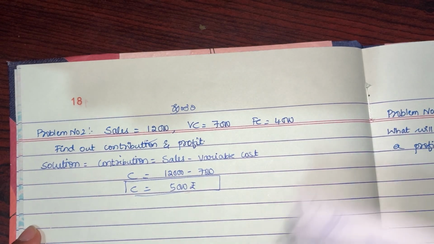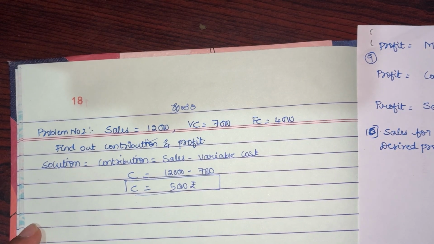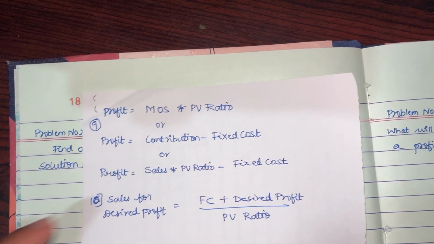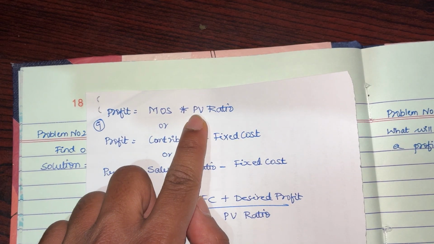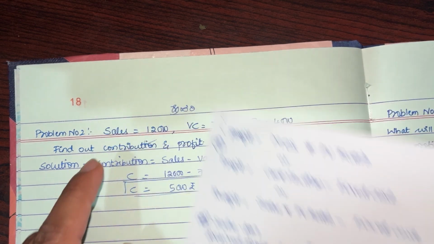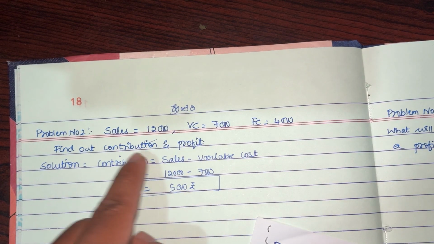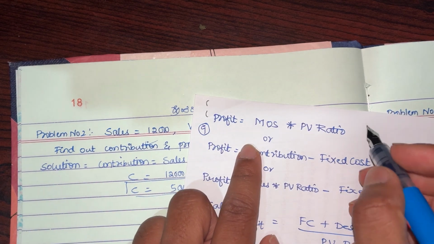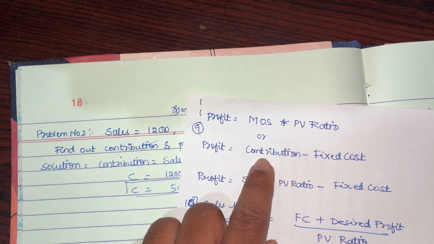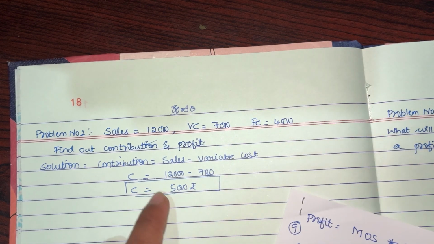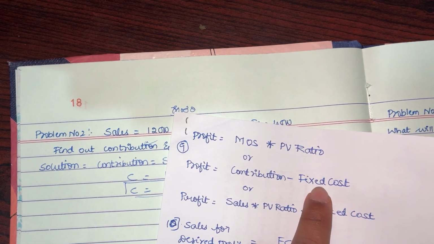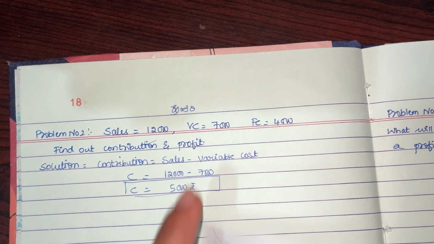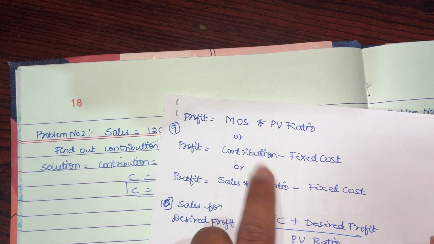Now how do we calculate profits? Margin of safety into PV ratio is the first formula that we have. Do we have margin of safety information in the problem? Definitely not. Then this is not the right formula. The next formula is contribution minus fixed cost. Do we have contribution? Yes. Do we have fixed cost? Yes. Then it is the right formula to apply, the second formula.